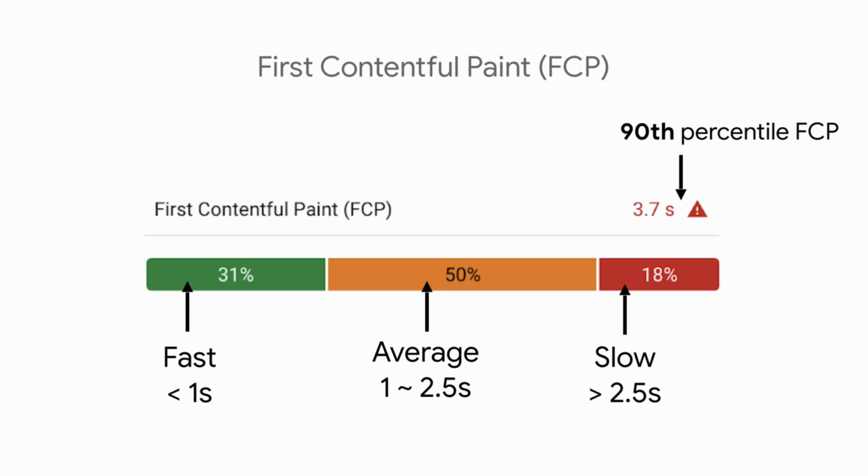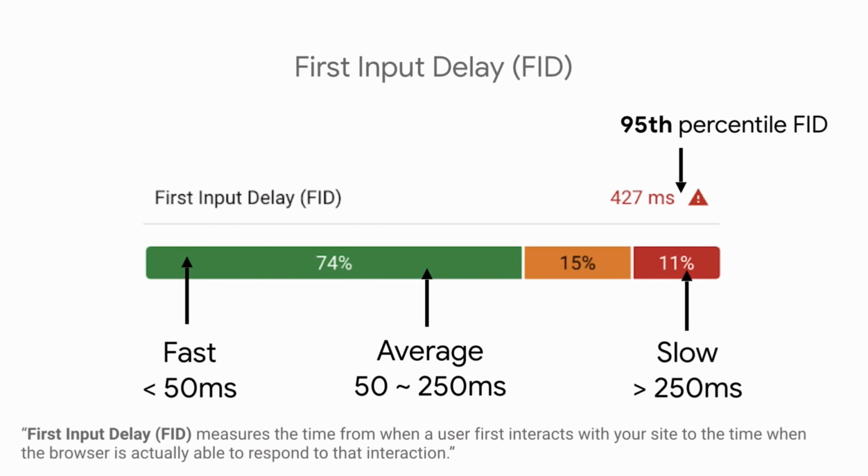How PSI's graphs and data are set up is that it lets you know the percentage of users that had a fast experience, the percentage of users that had an average experience, and the percentage of users that had a slow experience. I want to note that the number in the upper right-hand corner of this chart is the 90th percentile FCP. It's not the median or the average FCP. The graph for first input delay looks exactly the same. However, the only difference is that the number in the upper right-hand corner is going to give you the 95th percentile first input delay. And if you're unfamiliar with first input delay, that's because it's a fairly new metric.